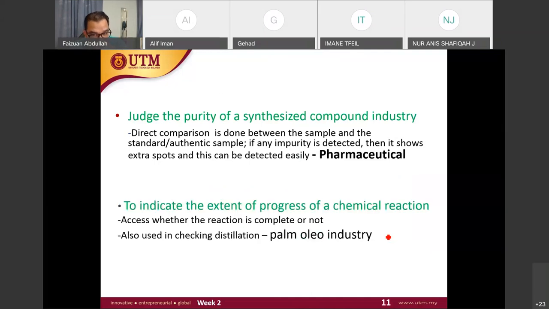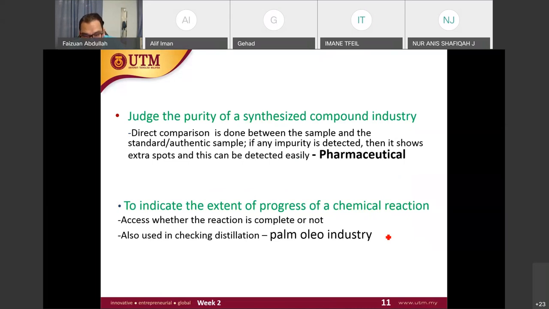And TLC can indicate the extent of progress of a chemical reaction. For example, if we do a reaction and want to check whether the reaction is complete or not, we take a sample and do a TLC test to assess it. If the reaction is not complete, there will be no expected spot that we want. So we can check whether the reaction is complete or not using the TLC method, all right?